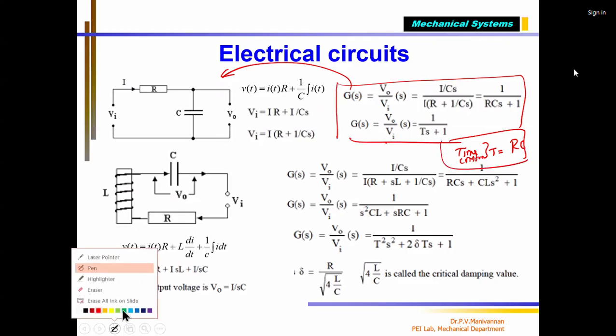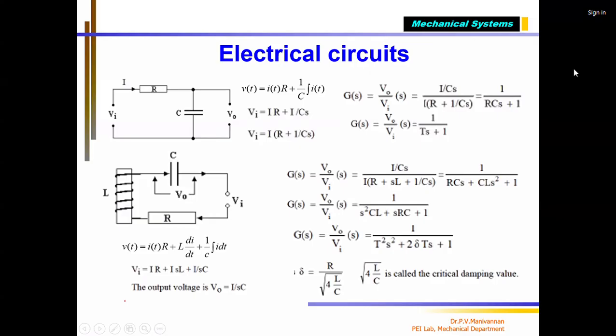Yesterday we just started with the second system, which is called the RLC circuit. This is the RC circuit because it has two components. In this case, there are three components. I have one resistor. I have an inductor, which is a coil. The third one is a capacitor, which is supplied with input voltage VI.